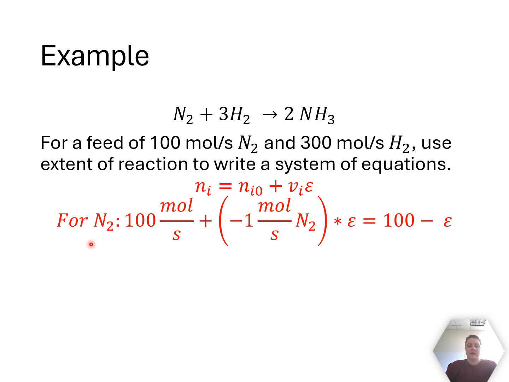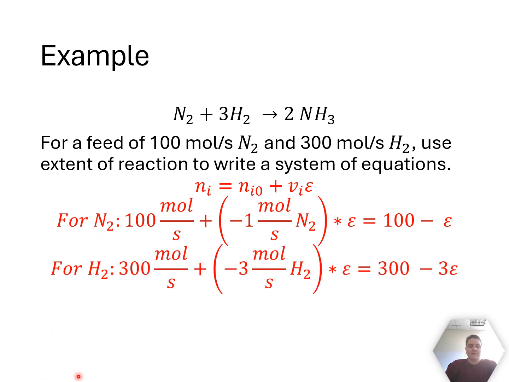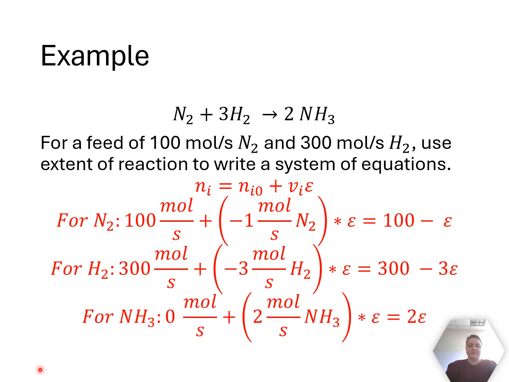So let's do that for the other two species. For H2, we start out with 300 moles per second, and we lose or consume 3 moles per second of H2, and we multiply that by the extent of reaction, so we get another equation that says 300 minus 3E. Then we could do the same thing for NH3. We start out with 0 moles of that, so that makes it easy for us, and we generate 2 moles, that's why there's a plus sign there, times the extent of reaction, so we get 2E.